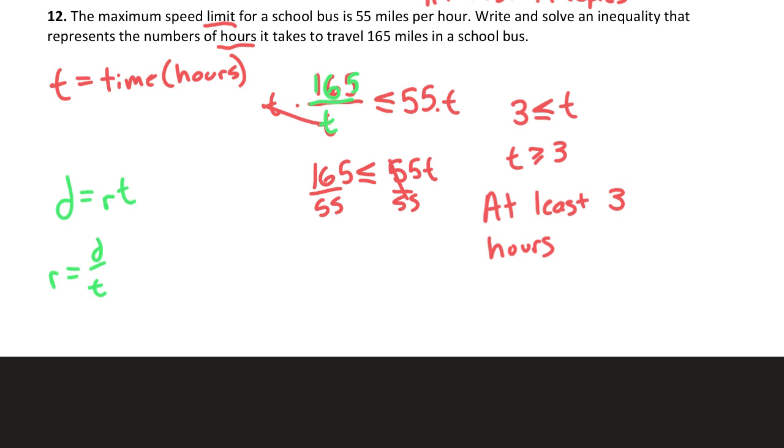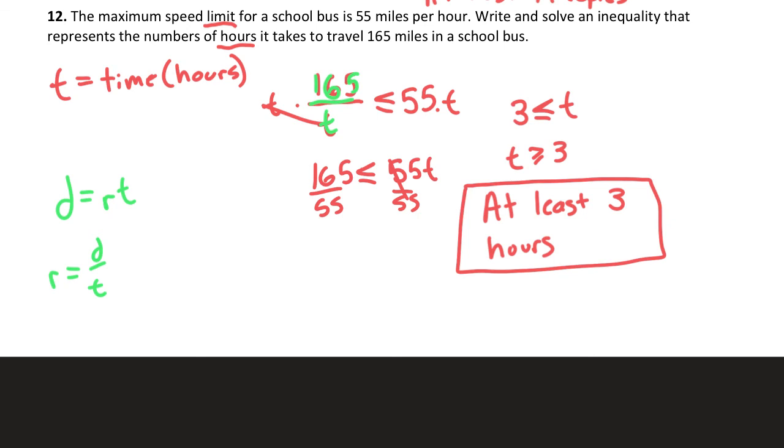So I kind of solved this in a little bit of an unorthodox way. I multiplied both sides by t. So I got 165 is less than or equal to 55t. To make it look more familiar, I divided both sides by 55. I got 3 is less than or equal to t, meaning t is greater than or equal to 3. So traveling at that speed or less, it would take me at least 3 hours. It could take me longer if I travel slower than 55 miles per hour.